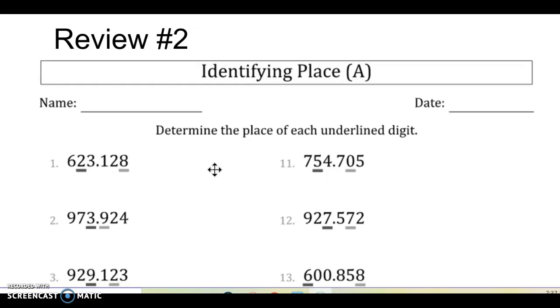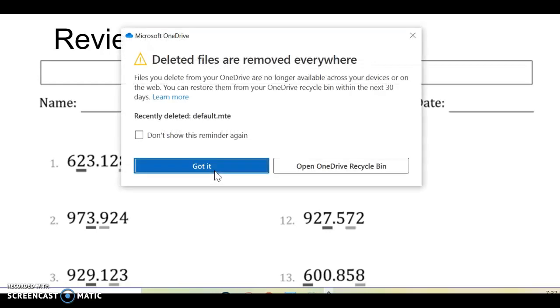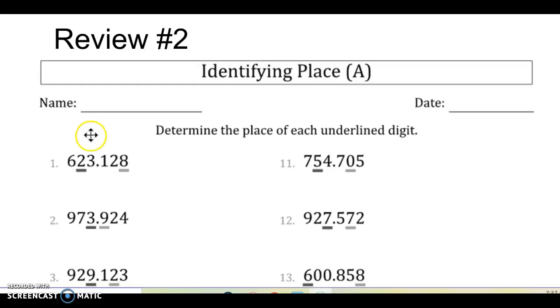Now, if you look back at review sheet number 1, you will notice this is the ones column. So there's the ones column. There's the tens column. So the 2 is in the tens column. Then if we look back at review sheet 1, here's the tenths, the hundredths, and here's the thousandths. So here's the thousands column.